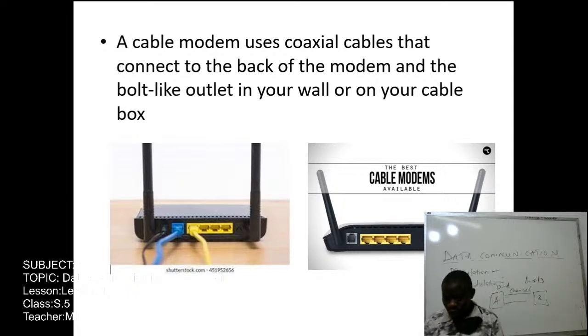We are to begin with the cable modem. As you are seeing there on the screen, it is the type of modem that uses coaxial cables.